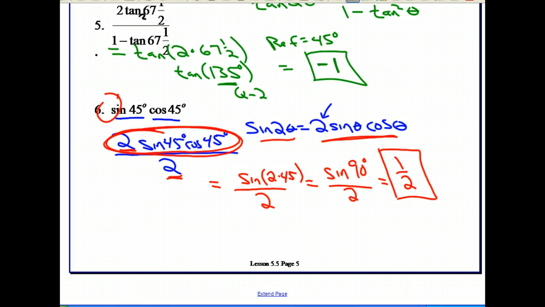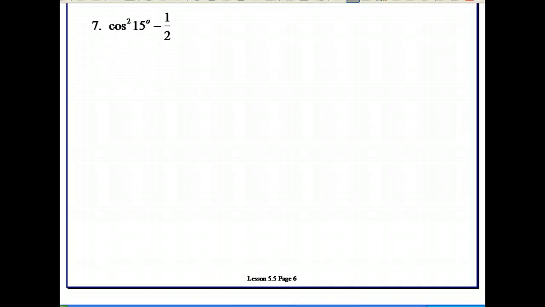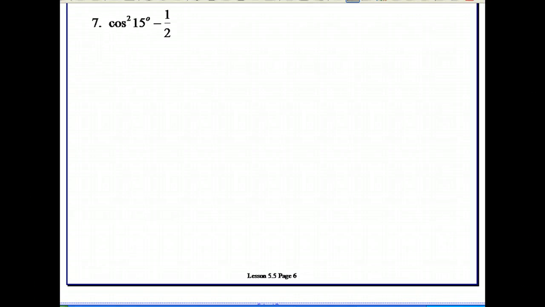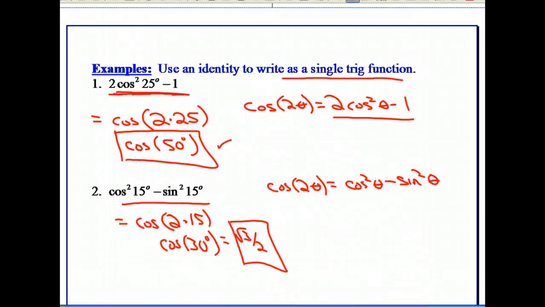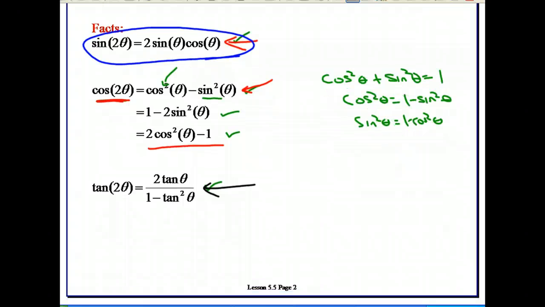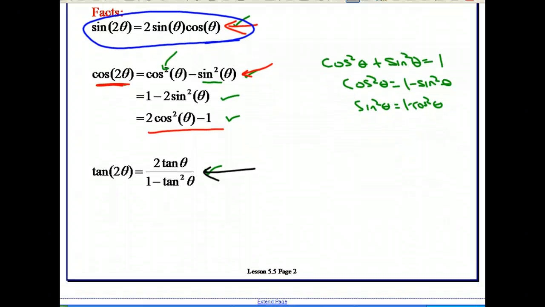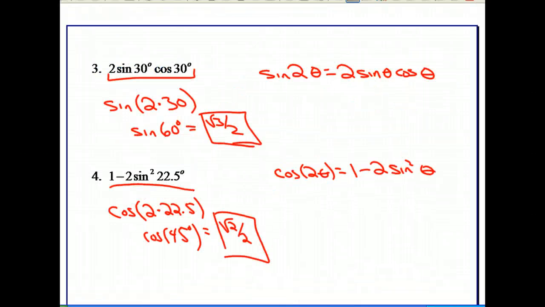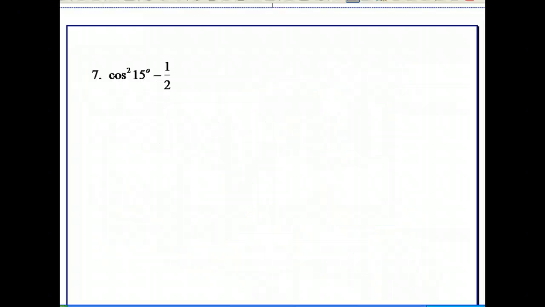Okay, let's look at one more like that, and that will take care of our first set of videos here. Cosine squared of 15 minus a half. Look back at your identities. Do you see the one with the cosine squared minus a half? See it? Yeah, I don't either. Which one is closest to cosine squared minus a half? I'd have to go with this one. So let's take that one. Cosine of 2 theta is 2 cosine squared minus 1. That's kind of the closest we have to what we're trying to get.